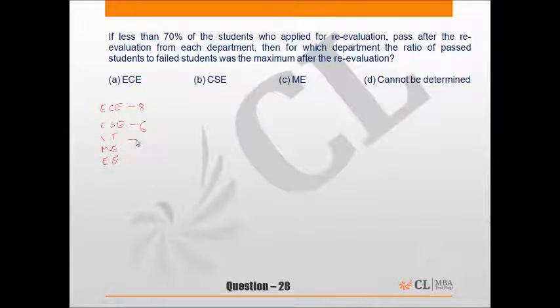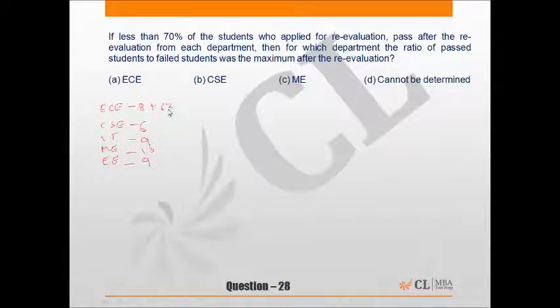For IT, 14 people applied, 70% is 9.8, so less than 9.8 is 9. For ME, 20 people applied, 70% is 14. I have to take less than 14, so I'll take 13. For EE, again 9. Fine. These are the number of people who passed after applying for re-evaluation. People who originally passed, I will add to them.